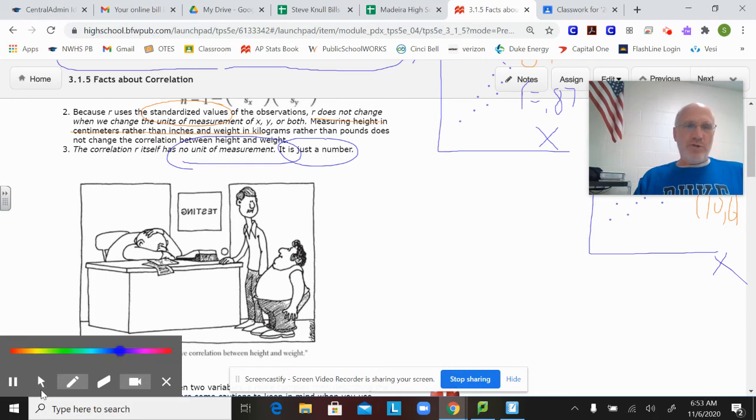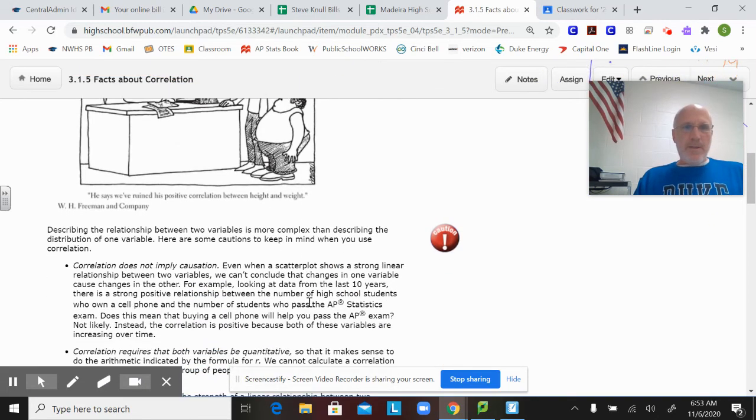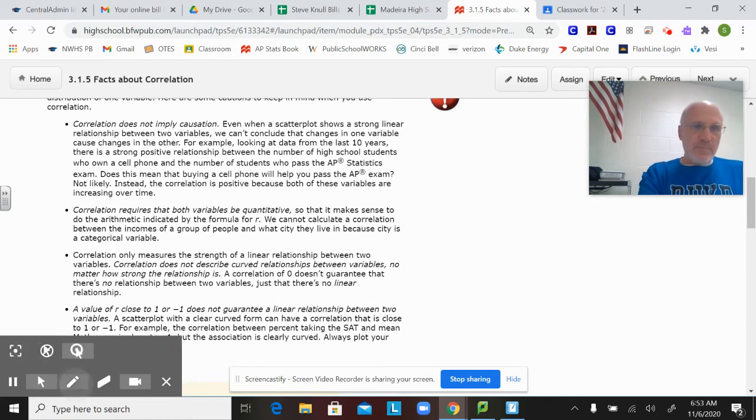I would encourage you, if you haven't yet, to read this cartoon and just be amused by it. We're going to fly through it. All right. A few more facts about correlation, and we'll come back to this a lot as the year goes on.